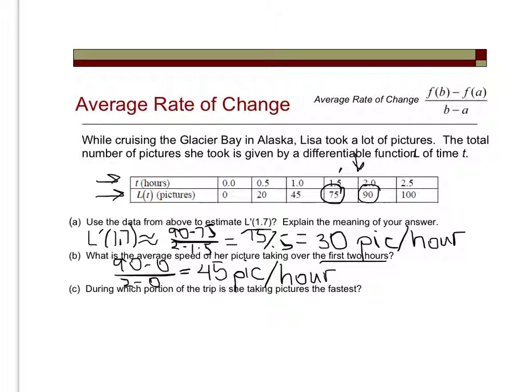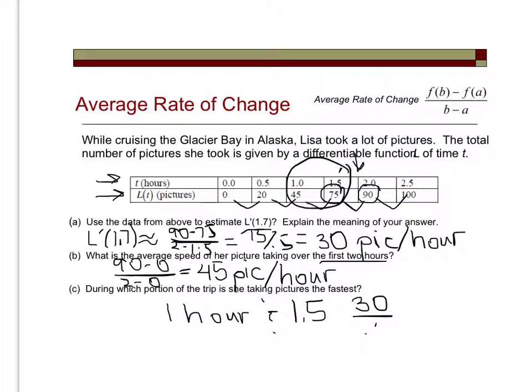Now, during which portion of the trip is she taking pictures the fastest? Let's see. The slope between is 20 over 0.5, and this is 25 over 0.5, and then this is 30 over 0.5, 15 over 0.5, and 10 over 0.5. So definitely the greatest rate of change is in the interval between 1 hour and 1.5. That is where the rate of change is the greatest, because at that point we would be at 60 pictures per hour. Okay, now to expand this idea.